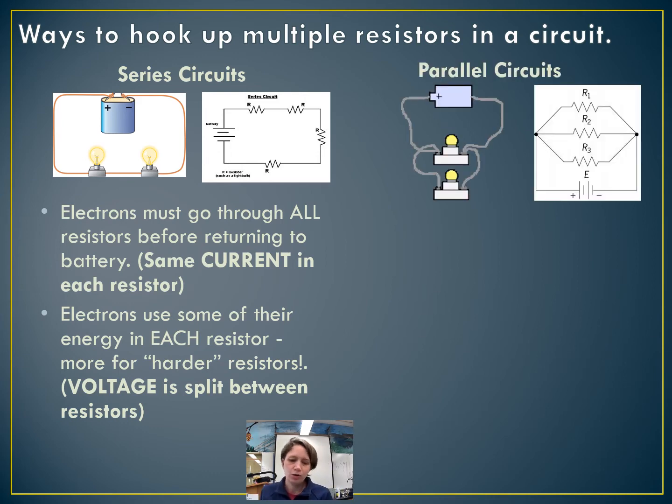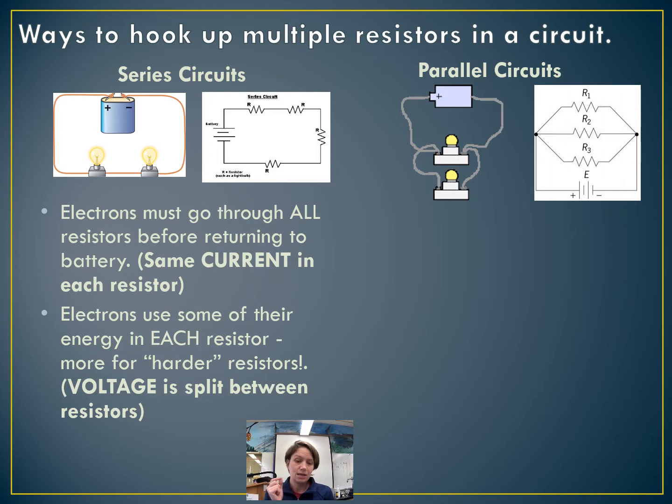So the other way you could hook up 2 or more resistors in a circuit is called parallel. And if you look at that, the difference is that in parallel circuits, the electrons leave the battery and they actually have a choice. They either go through one resistor or they go through the other resistor, but not both. So on the left, there's a parallel circuit with 2 light bulbs. On the right, there's a parallel circuit with 3 resistors.